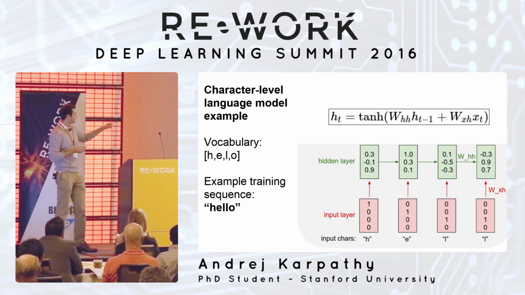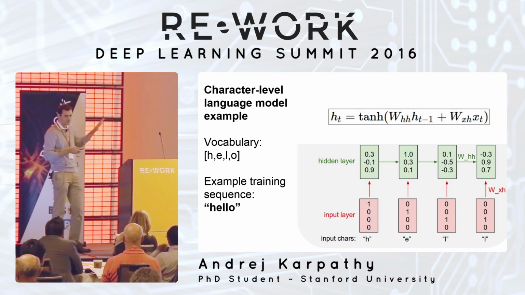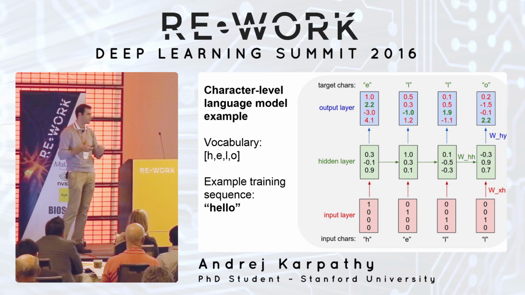We have three numbers in the hidden state in this case, and we're using that formula to compute the hidden vector at every single time step. Now the RNN is trying to predict the next character in a sequence at every single time step. Since we have 4 characters in our example vocabulary here, the RNN has to produce at every time step 4 numbers that give scores or log probabilities for every single next character in a sequence.